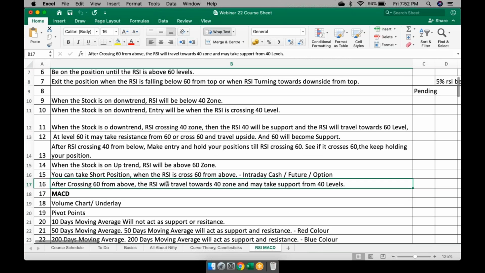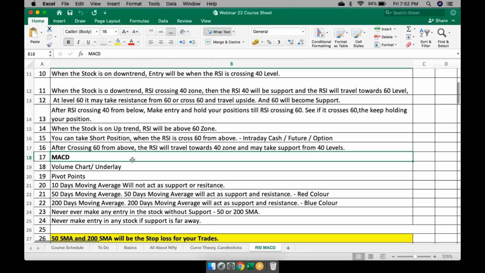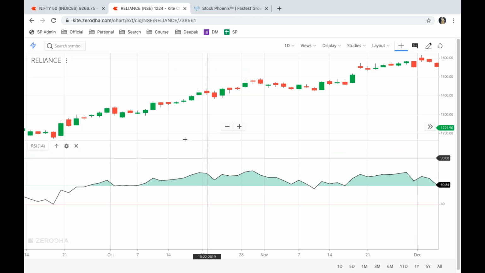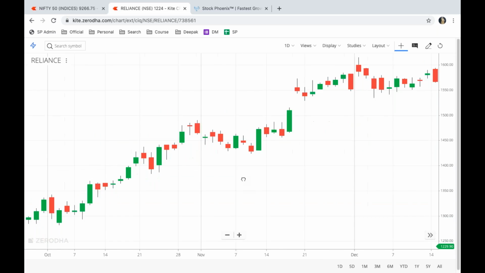So now RSI is over. We will enter into MACD. How to trade with RSI, how to club everything, how to mix everything and trade, that we will see later. So now MACD, the full form is moving average convergence and divergence. So I'm closing this RSI for a better understanding.